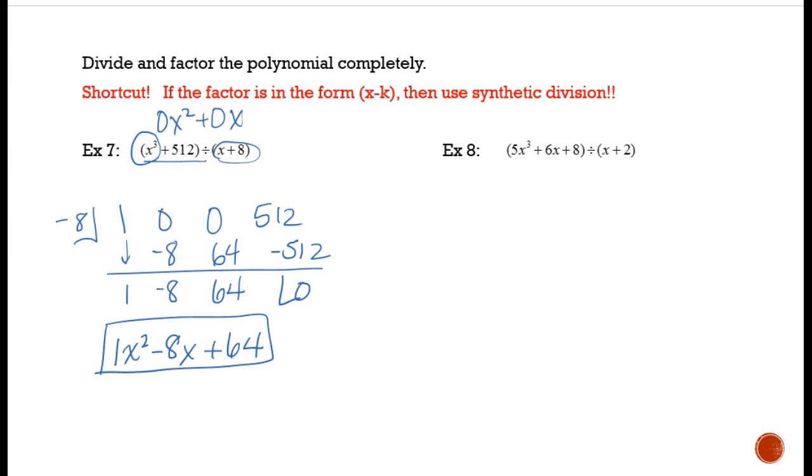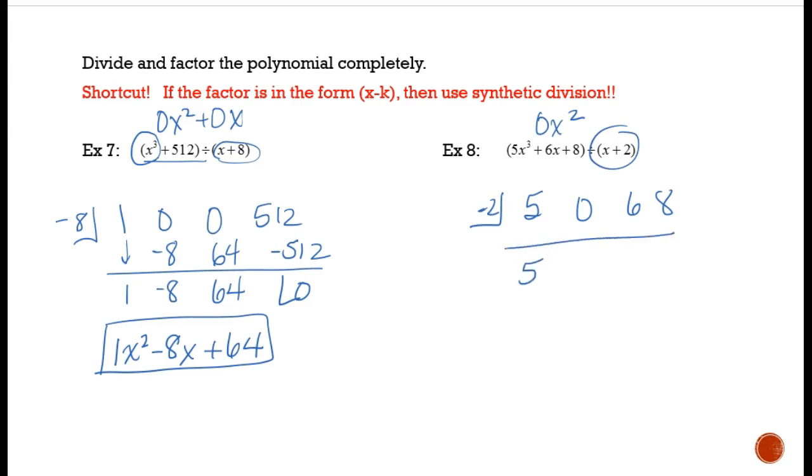Feel free to pause the video and try example 8 on your own. And then you can always come back and watch me do it if you want. Just build your confidence. All right, so we're going to work this. Notice I need an x squared term, so I need a placeholder for 0x squared. So when I write my coefficients, I'm going to go 5, 0, 6, 8. And I'm going to divide by -2.